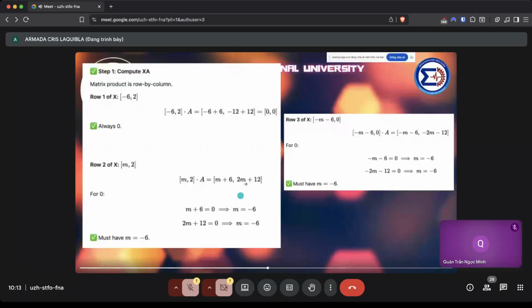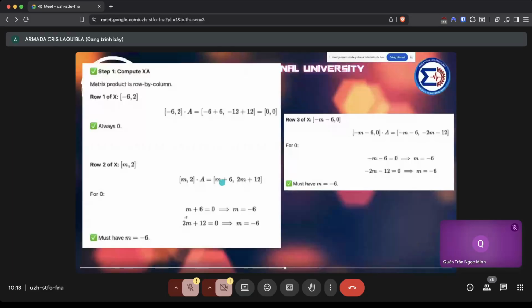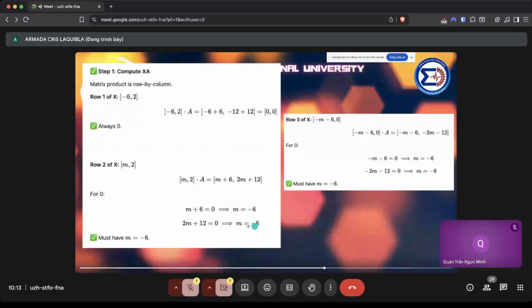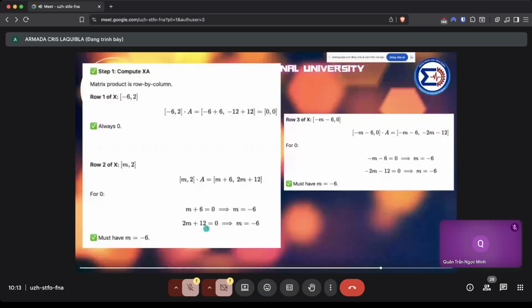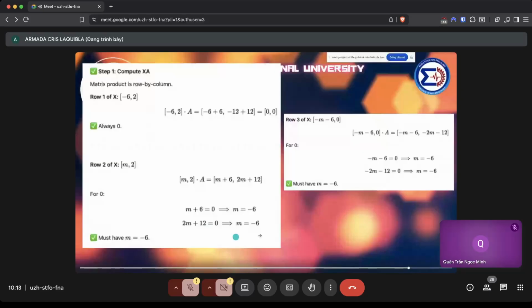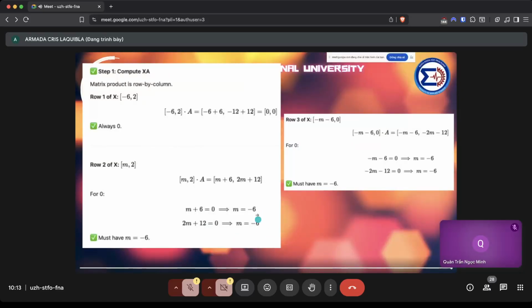So m plus 6 is equal to 0. We can solve m there is equal to negative 6. And then the second one, we have 2m plus 12. Transfer 12 to the other side and divide both sides. Your m is negative 6 also. So class, as you can see, the answers here are now negative 6. So you can pick negative 6 directly.